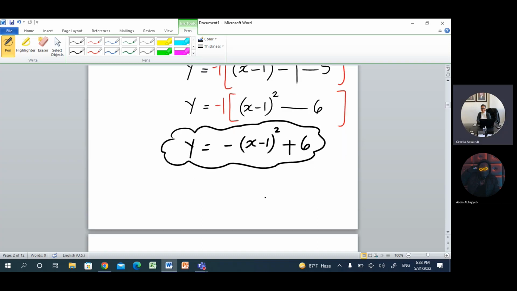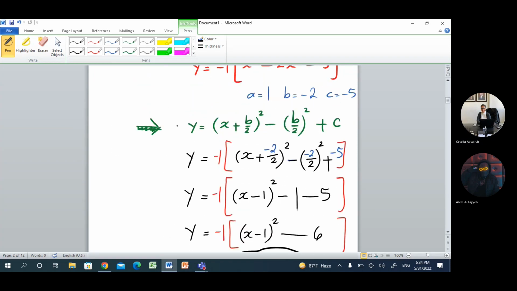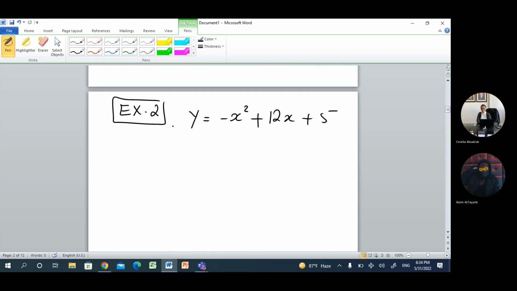I'm sure you will understand better in the next example. So here, let's say example 2, and y is equal to -x squared plus 12x plus 5. The leading coefficient is not equal to 1. So what do we do in this case?